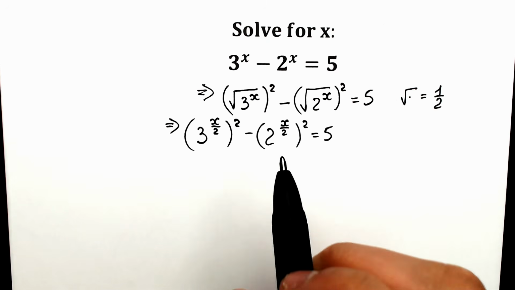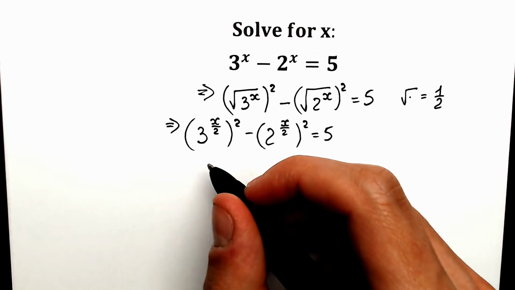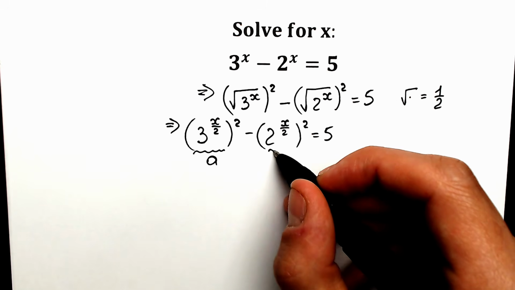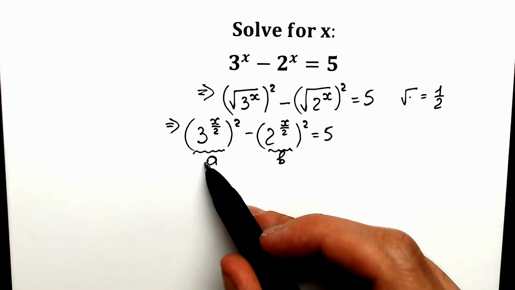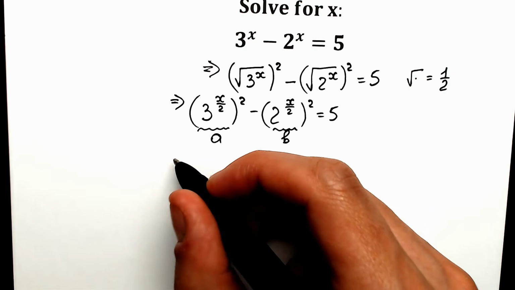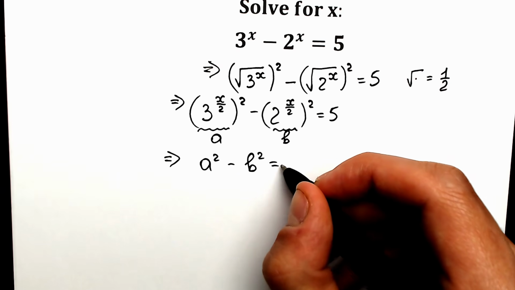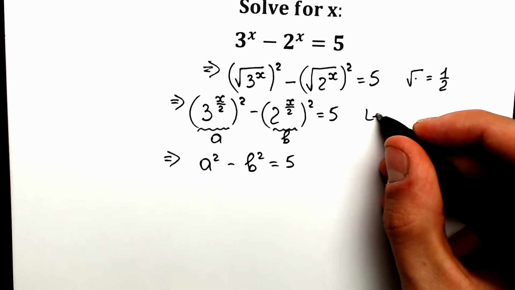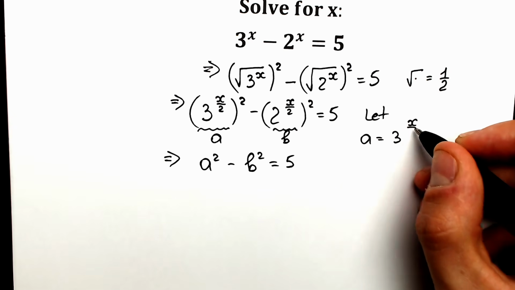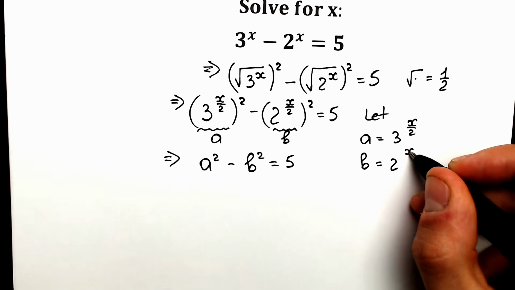So basically the same thing, but right now we can consider this expression as a difference of squares. Let's call this expression a and this one b. Everyone should know this formula, a square minus b square. This is a classic school identity. We have a square minus b square equal to 5, where a equals 3 to the power x over 2 and b equals 2 to the power x over 2.